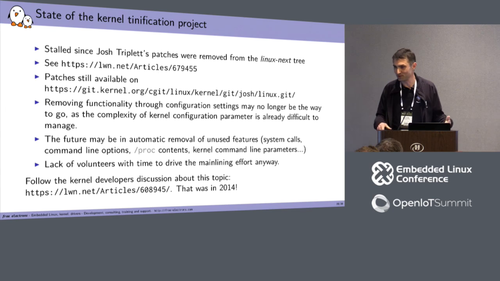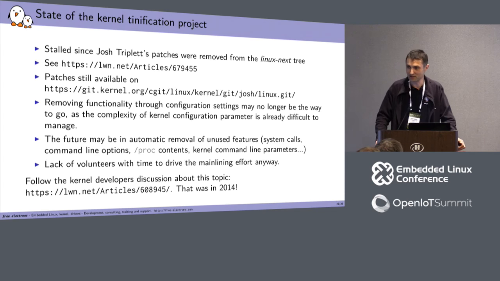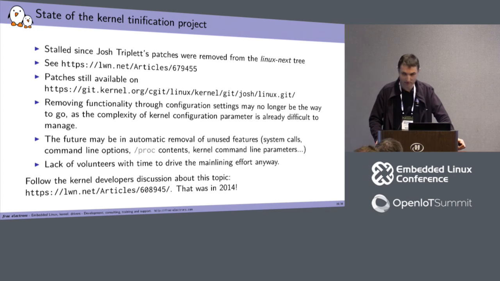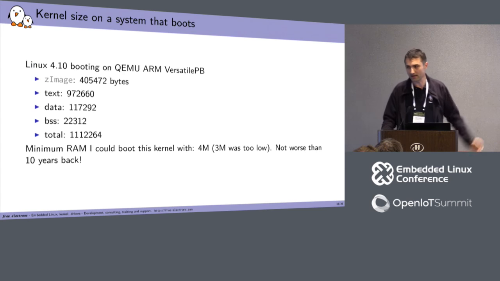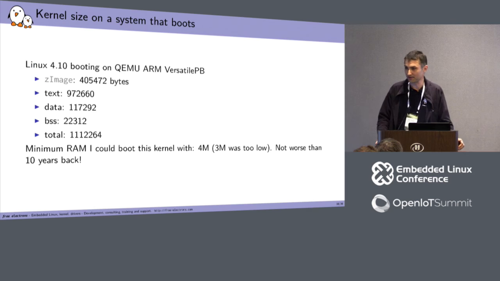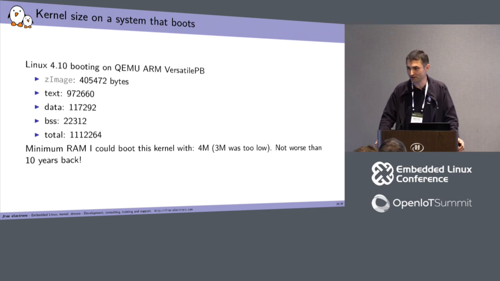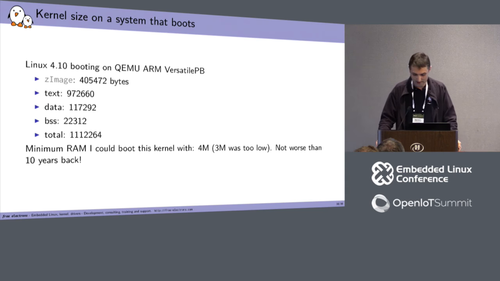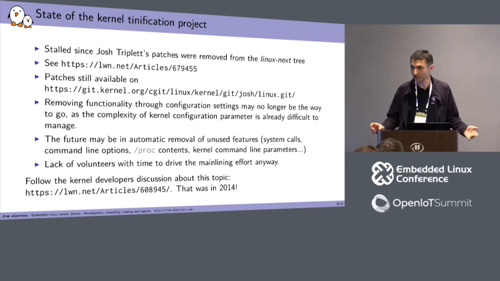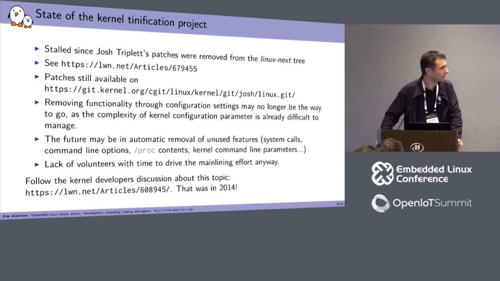This has proved to be useful in the past. You see the benefits of the tinification project and how small the kernel can be. I measured, like 10 years back, roughly the same kernel size as I have now. So people like Josh and Paul McKenney and others have done a great job of keeping the size to a minimum. It hasn't grown over time. So it was useful, but is this the new way to go?